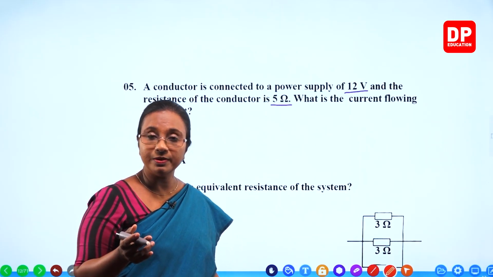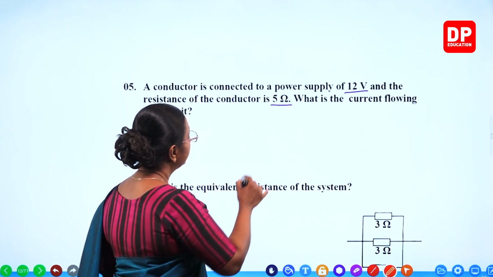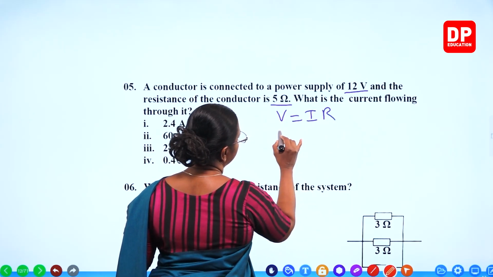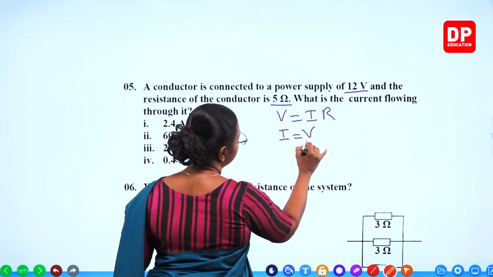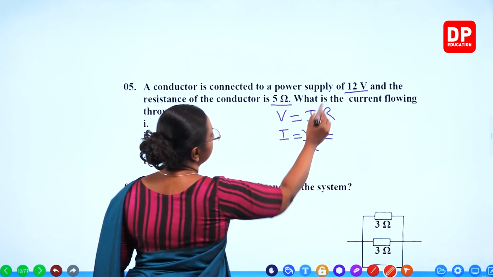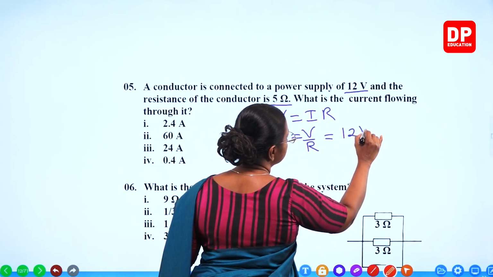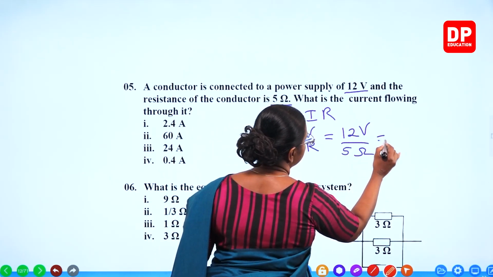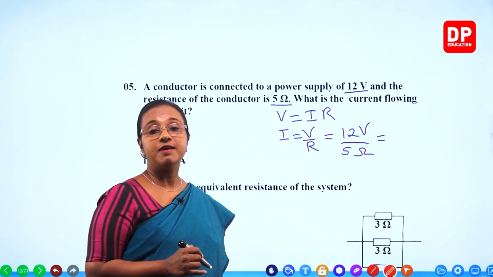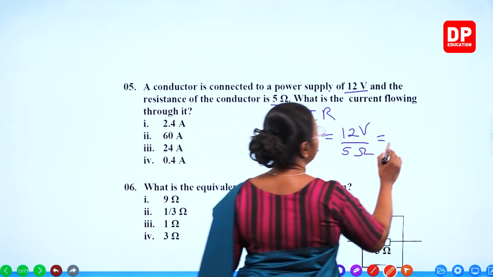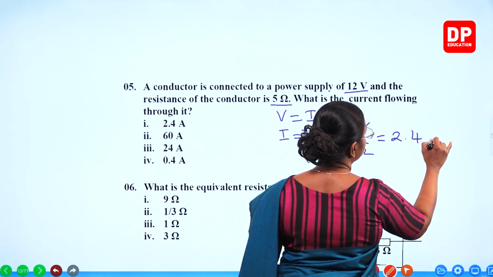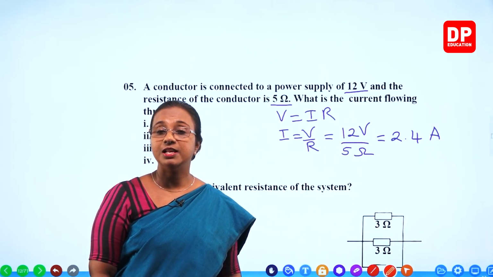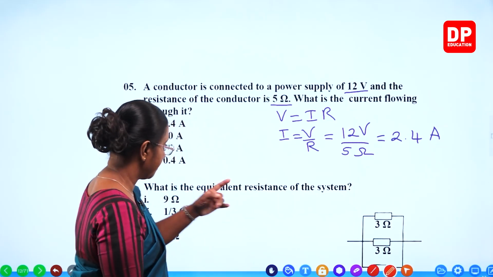So what is the equation? You use the equation for Ohm's law. V equals IR. I is equal to V over R, that is equal to V 12 volts and resistance 5 ohms. So 12 divided by 5. What is the value? 2.4 amperes. When you divide 12 by 5, you get the value 2.4 amperes.